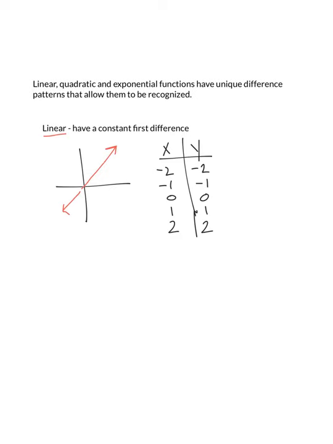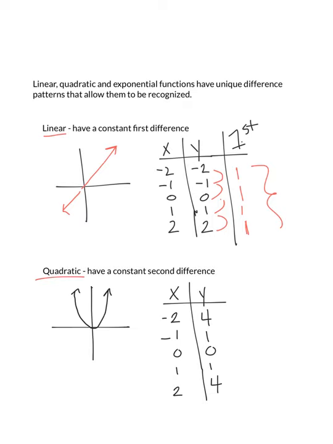Linear, quadratic, and exponential functions have unique difference patterns that allow them to be recognized. When looking at a linear function, we remember that they have a constant first difference. So here I have a graph for you. You could see that it's a straight line. Here I have our table of values, and if we were to calculate the first difference, we would simply take this number, subtract the number above. So -1 take away -2. And we would continue. 0 take away -1. 1 take away 0, and 2 take away 1. Since these were all the same, we know that it's linear.